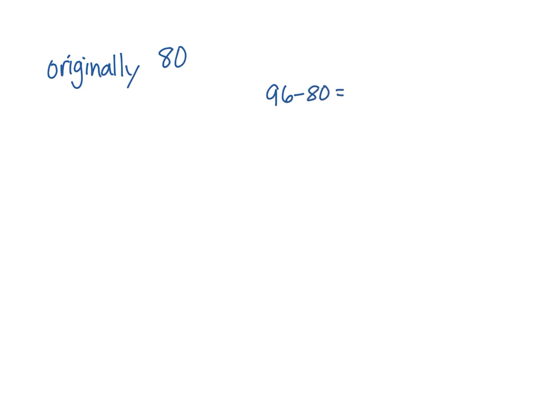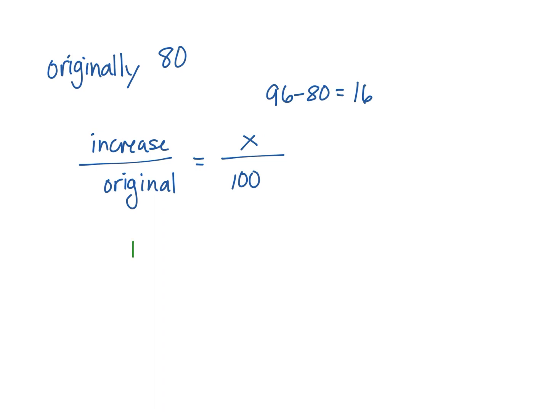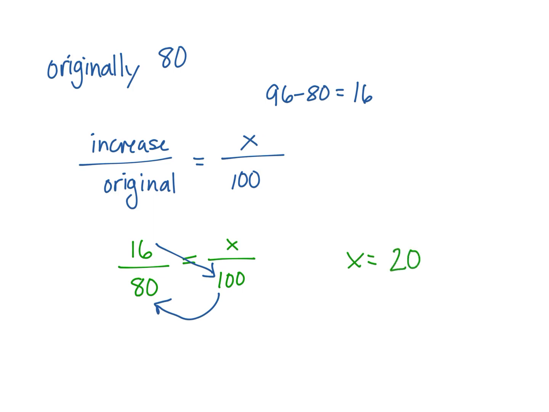96 from 80 is an increase of 16. So we're putting that change amount on the top, the original on the bottom, and then we're going to solve it for that percent. It increased by 16. It was originally 80, and we need to solve for x. And when you do that, you're going to cross multiply, and then you'll divide, and x will come out to 20. So our answer is 20%.